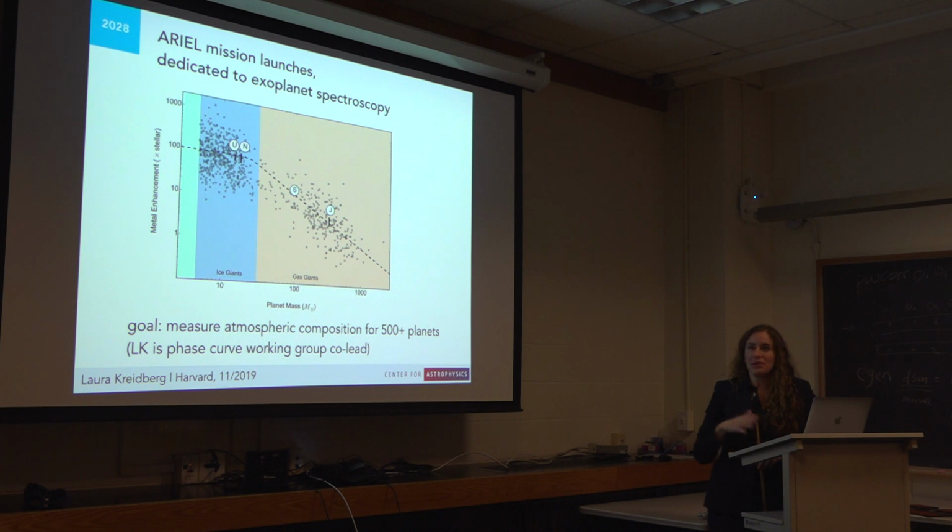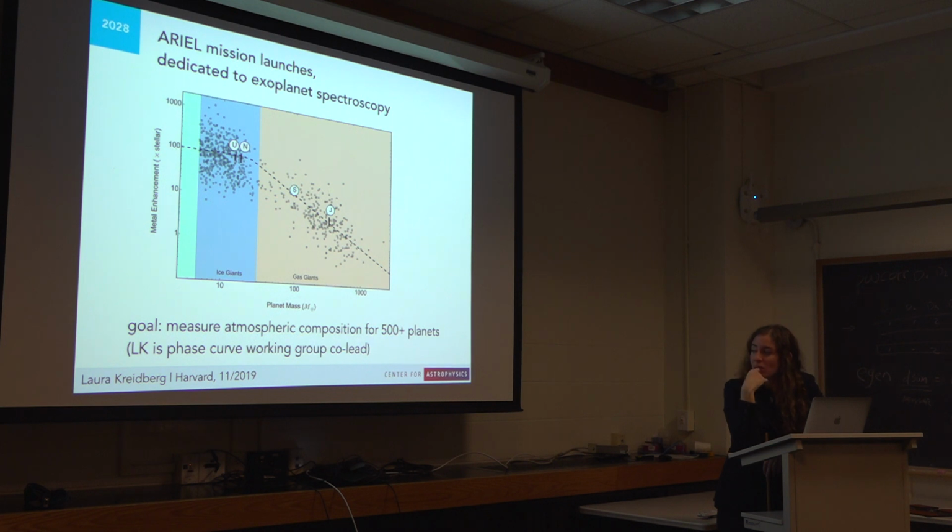A little farther down the road, Ariel was recently selected by ESA. NASA is contributing a spectrograph to the project. The goal of this mission is to observe spectra for 500 to 1,000 exoplanets, focused mainly on planets larger than 2 Earth radii. And the goal is to really make good on the statistical promise of exoplanets, because we won't have as detailed information for any exoplanet as we will have for planets in the solar system, but what we do have is a huge sample.